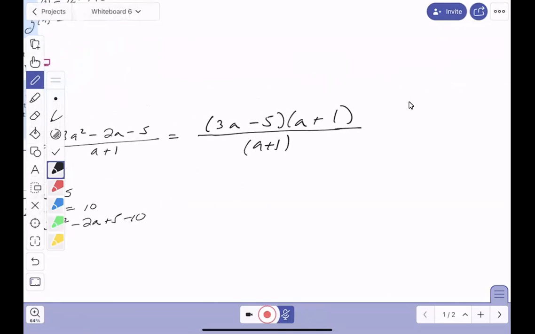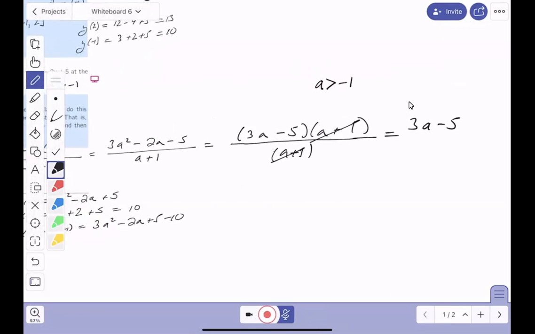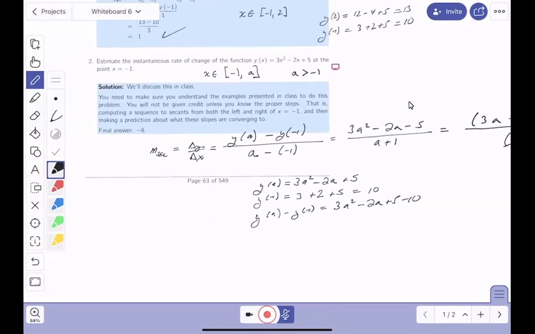Now, what do I know? I can't say this enough times. A must be greater than minus 1. So what do I know about this? This couldn't be 0. So what do you get over here? 3a minus 5. All right. That's secant. Let me write that down for you.